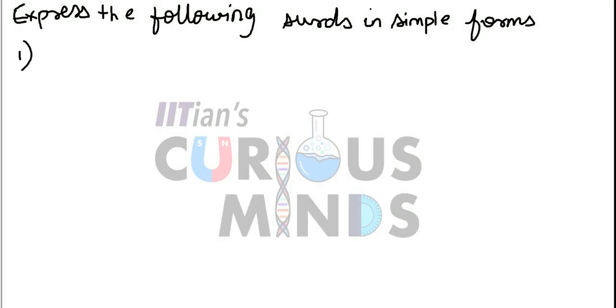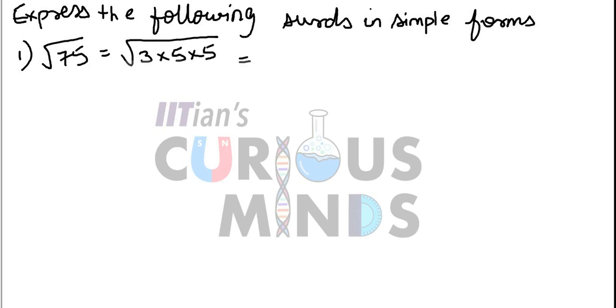Express the following surds in simple form. Subpart 1. Root of 75. Root of 75 can be written as 3 into 5 into 5 under root, which has 5 common 2 times, so we write it as 5 root 3.